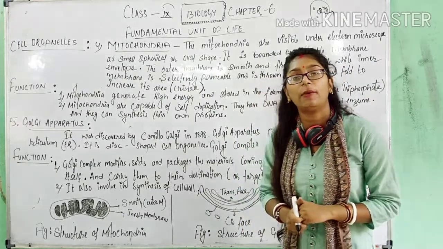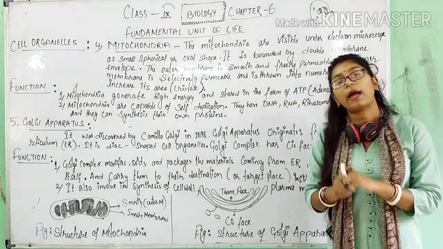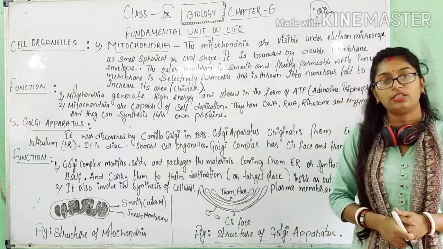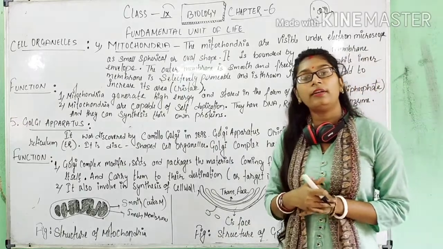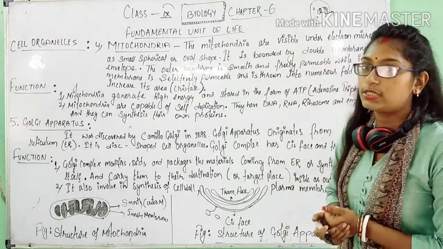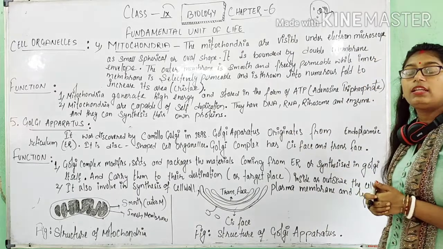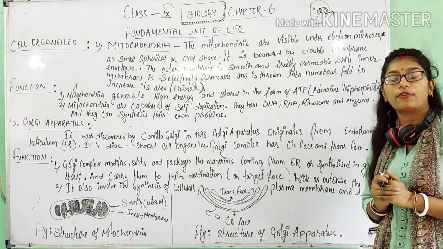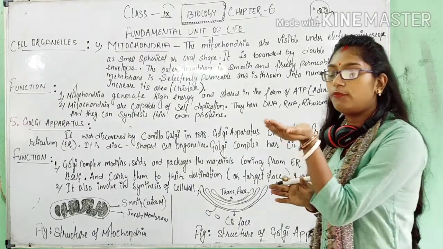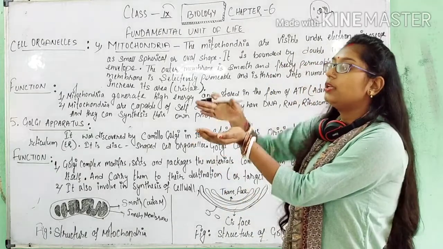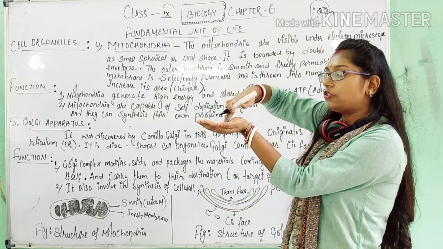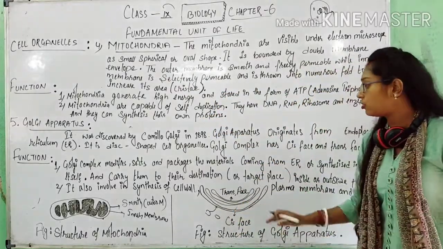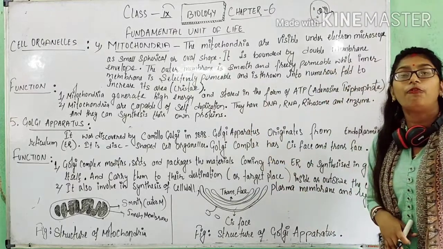है. And this Golgi apparatus was actually discovered by Golgi. So Golgi in 1898, this Golgi apparatus was discovered by Golgi, and when he studied this Golgi apparatus under electron microscope, he said that it is of dish-like shape. It has two parts, cis part and trans part. So cis part has a different function while trans part has a different function.